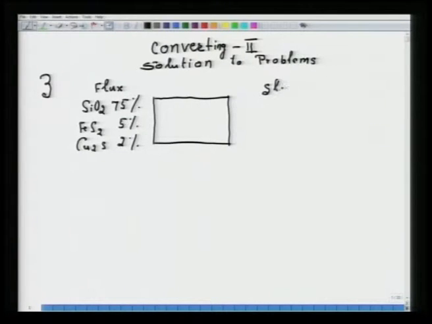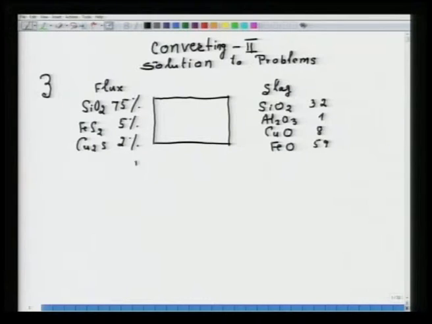It is said the slag is of composition SiO2, Al2O3, CuO and FeO. SiO2 is 32, Al2O3 is 1, CuO is 8 and FeO is 59. So, now we have to calculate the time for partial blow.